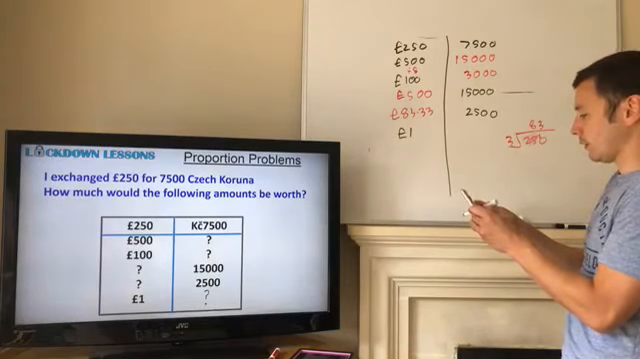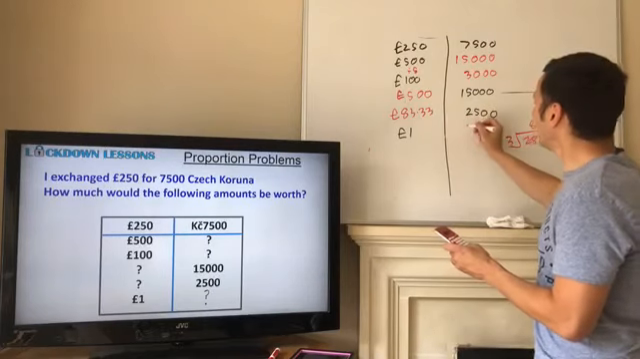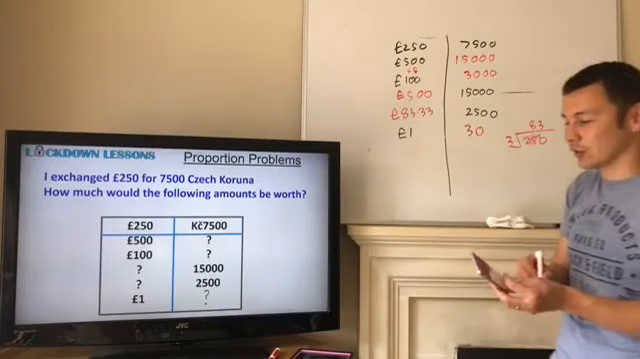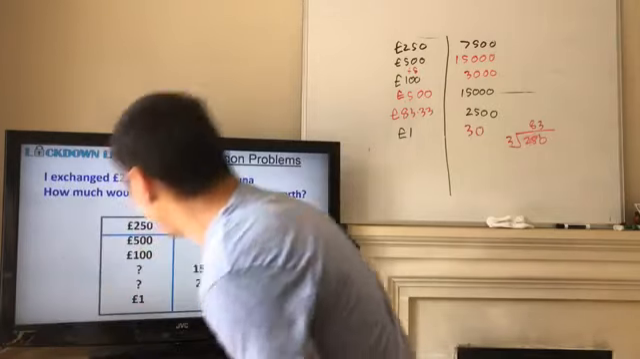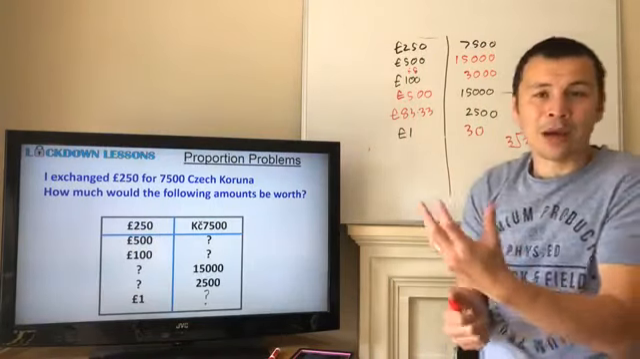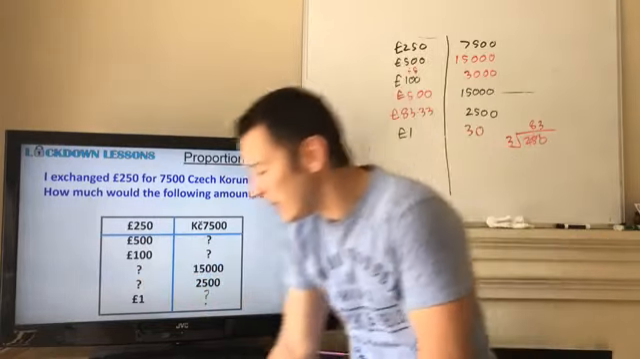£7,500 divided by 250 gives me 30. So we get 30 for that one there. So that's your table you should have on the board there. Okay, so those ones are quite easy to work with a table. However, a lot of them are not going to carry on. I've chosen quite nice numbers there.